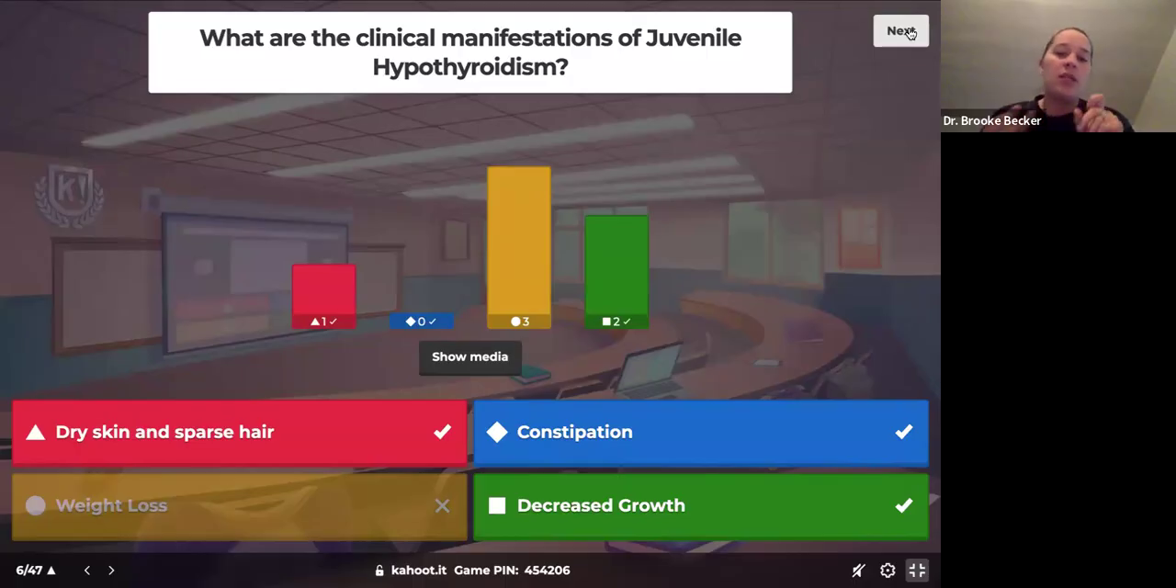So if a kiddo comes in and they've had weight gain, their hair's kind of maybe falling out, or they haven't had much hair growth, and you check their height and they've lost inches, or they've not grown at all in the last year, then you would be pretty suspicious of hypothyroidism. Okay.